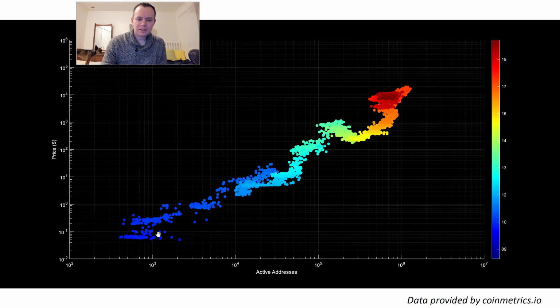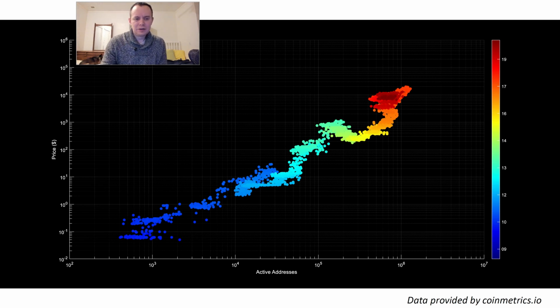Each data point is color-coded with respect to the date which it is representing, and there is a single data point for every day. So keep that in mind. So we have data points here that are spanning the last decade, essentially.